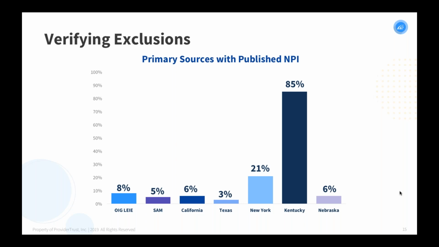Some states do it better than others. I'll brag on my home state of Kentucky here for a second. Of all of the exclusions that exist on the Kentucky state list, 85% of those have NPIs attached to those records, so it makes it a little bit easier to search. Texas, on the other hand, of all of the exclusions that exist on that state Medicaid list, only 3% of those have NPIs. So again, without that unique identifier attached to a record, it makes it extremely difficult for you to take your providers and find matches at these sources.